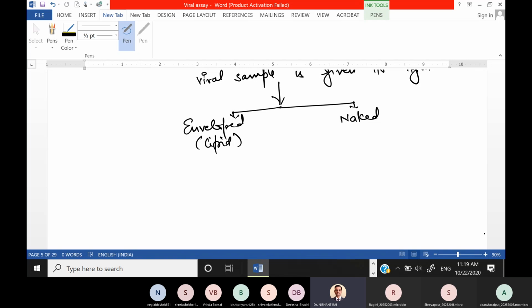यानी इस वायरस को assay या diagnose करने में उसकी कौन सी property है? पहला, the chemical composition of the virus. A typical virus may be enveloped or it may be naked. So if it is enveloped, how will you identify it? Or if it is naked, how will you identify it? How will you confirm it?